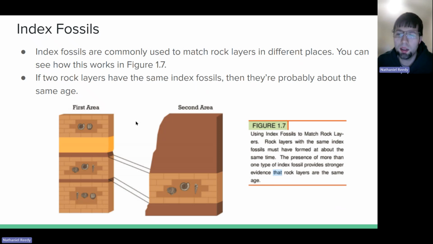Index fossils, I think you read about this in the CK12. Index fossils are very handy because these are animals that lived for a short amount of time all over the world and then died really about the same time. And so those animals, because they have such a short lifespan, we can almost pinpoint exactly when they must have died. And so we can tell exactly how old rock is. So index fossils are very helpful to help us date certain rock layers.